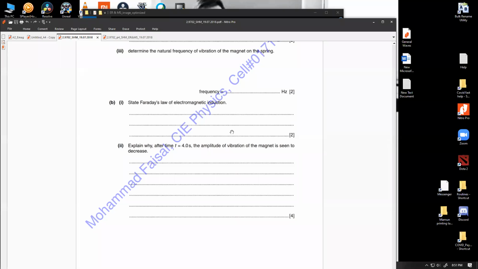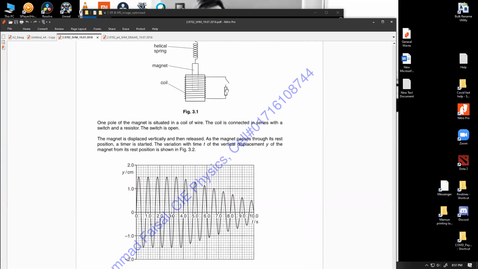Explain why after time t equals 4.0 the amplitude of vibration of the magnet is seen to decrease. Why? I think we can use Lenz's law and eddy current, both of them. I could say that when the switch is closed, as the magnet moves up and down, according to Lenz's law, the coil produces an opposing force on the magnet's movement, which increases the damping. Or can we say the magnet cuts across the coil, so it produces electric current, and this energy comes from the kinetic energy of the magnet, hence it slows down.